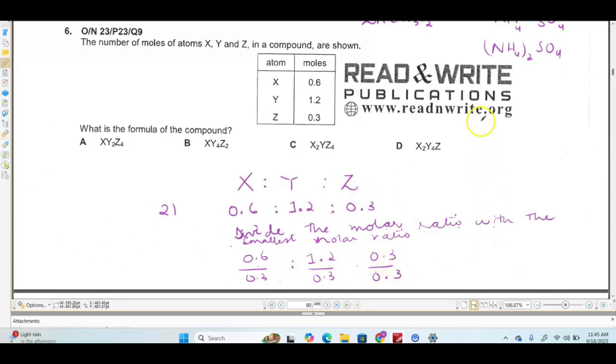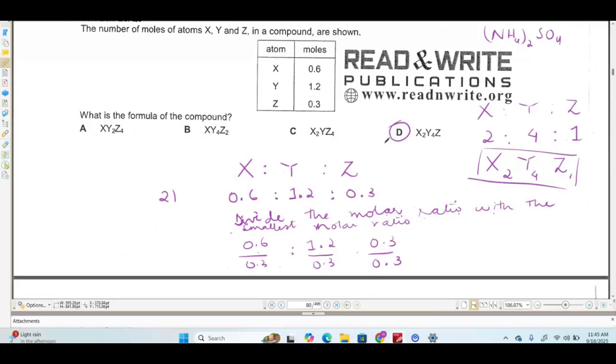So what answers are we going to get? For 0.3 divided by 0.3, we are going to get 1. For 1.2 divided by 0.3, we are going to get 4. And for 0.6 divided by 0.3, we are going to get 2. So this compound has a formula of X2, Y4 and Z1. See how we reached this formula? So D is going to be our correct option for this.